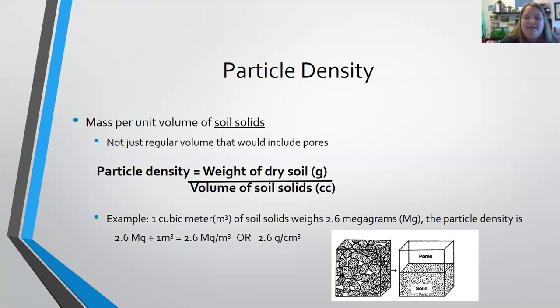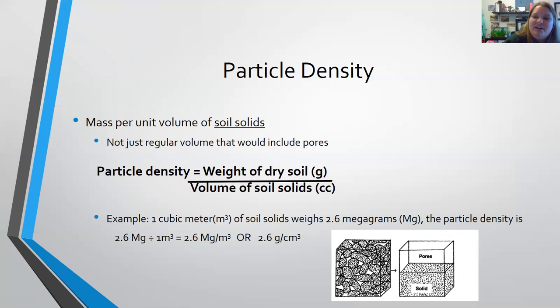So a very basic equation for particle density is the weight of dry soil in grams divided by the volume of the soil solids. So again, only the soil solids, and that's still in cubic centimeters.